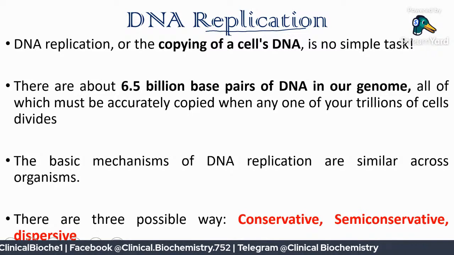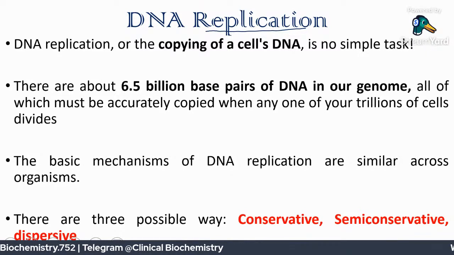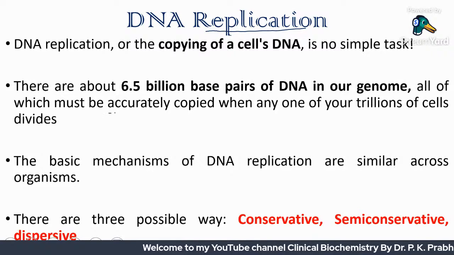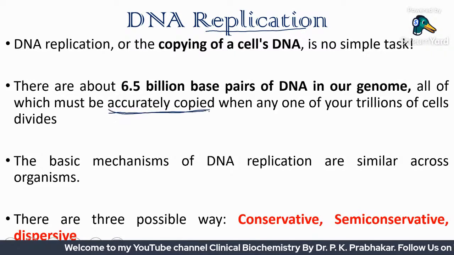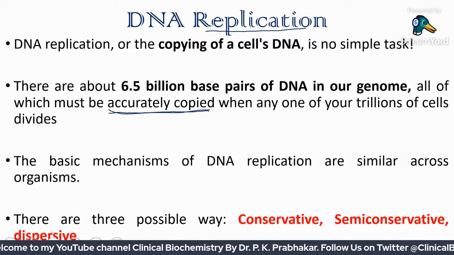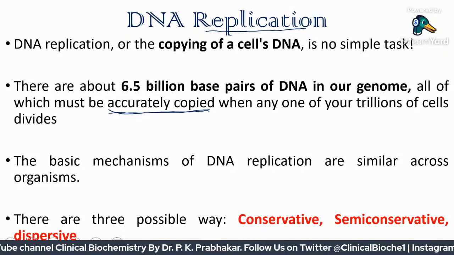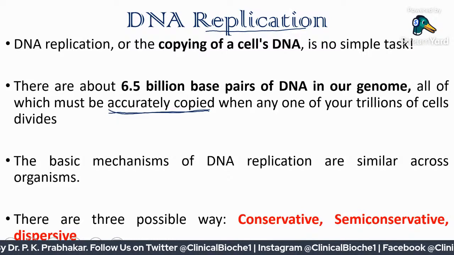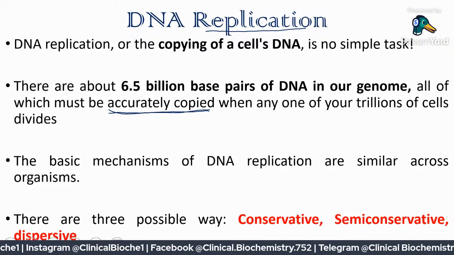In our case, roughly we are having 6.5 billion base pair in the DNA of our genome, all of which must be accurately copied. Why we are insisting on this word accurately copied is, if you make a small mistake in the copying, it ultimately is going to affect my protein. It will lead to mutation, and mutation can give you different types of protein.